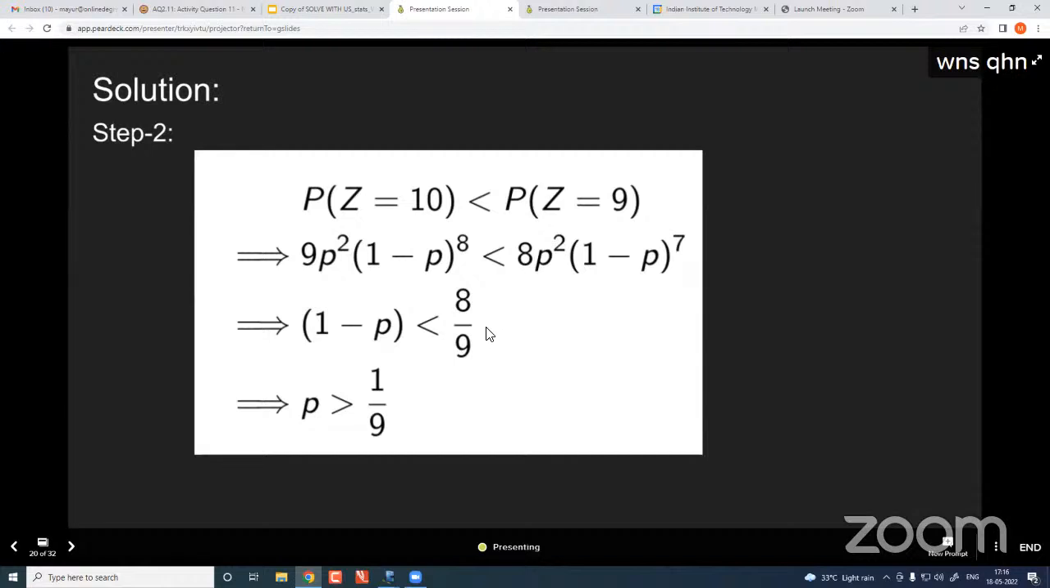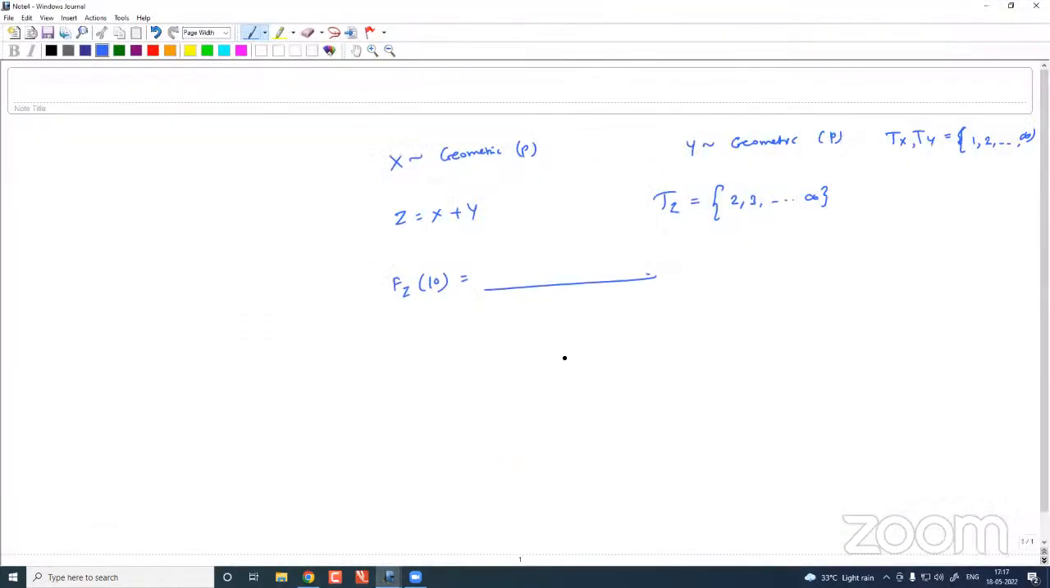So that means p should be greater than 1 minus 8 by 9. So 1 minus 8 by 9 is what? 1 by 9. Okay. I think somebody has asked me, so why is this right? So this is our equation, correct?